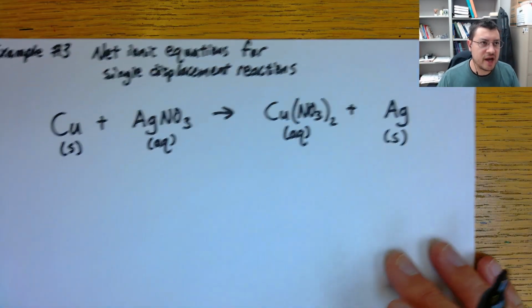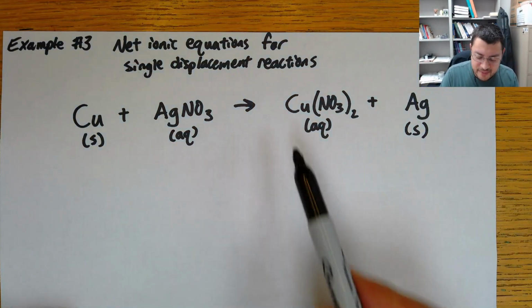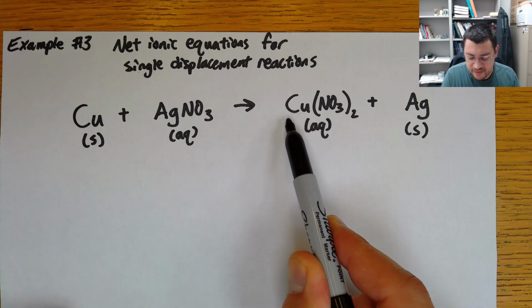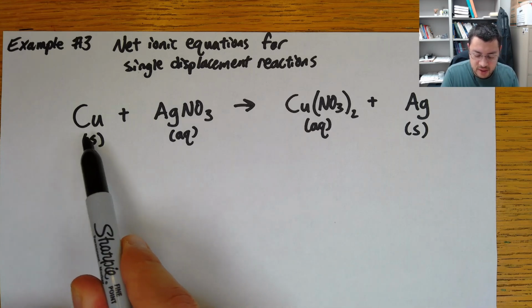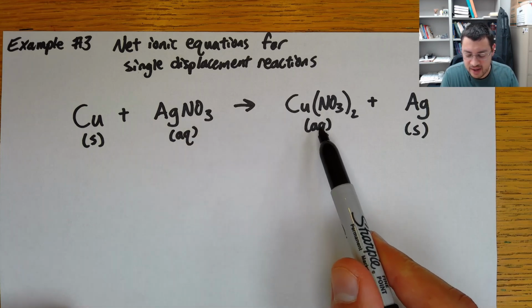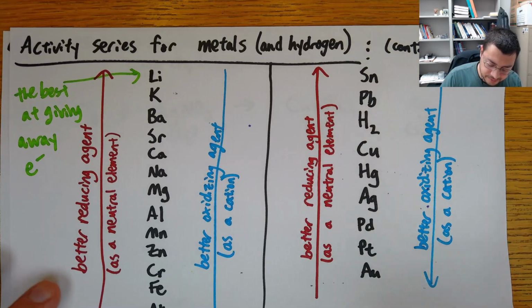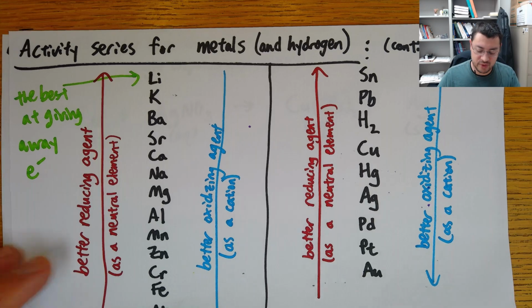All right, last example. Just to save time here, this one, I already predicted the products for you. Copper can be 2 plus or 1 plus, but here I have it as a 2 plus. We have copper metal being put into a silver nitrate solution, and then we're getting these products. And we see that copper is above silver, so this reaction will go.